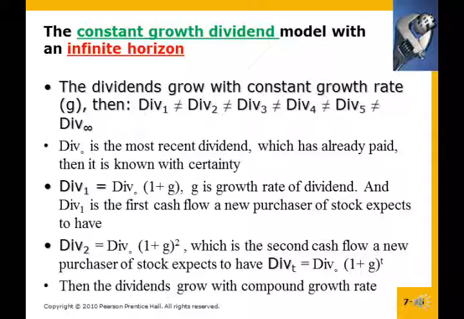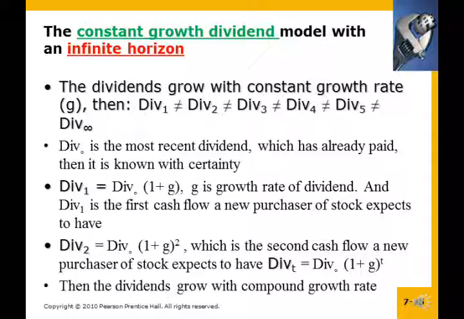What about dividend note? Dividend note is the most recent dividend, which has already been paid, and it is known with certainty. So dividend note is the most recent dividend the company has paid to the investor, and it is known to everyone. Dividend 1 is equal to dividend note times (1 plus G). G is the growth rate of dividend, and dividend 1 is the first cash flow a new purchaser of stock expects to have. What does this mean? This means that dividend 1 is growing with constant growth rate as compared to dividend note.